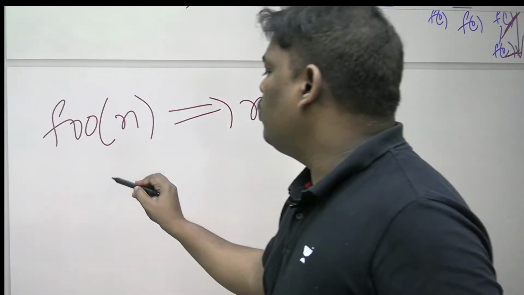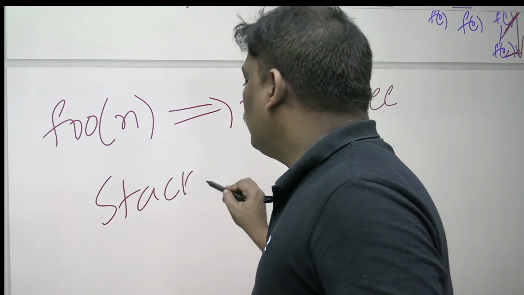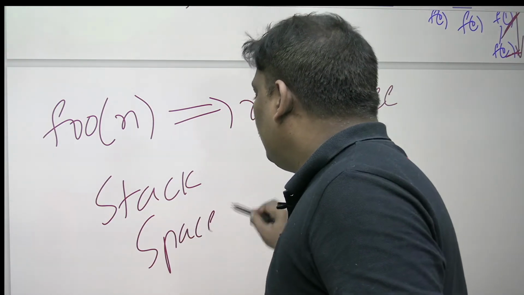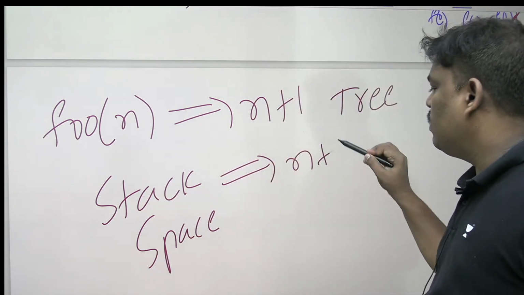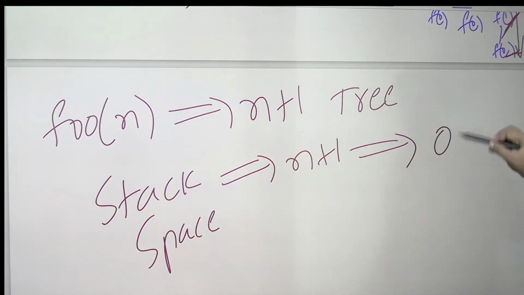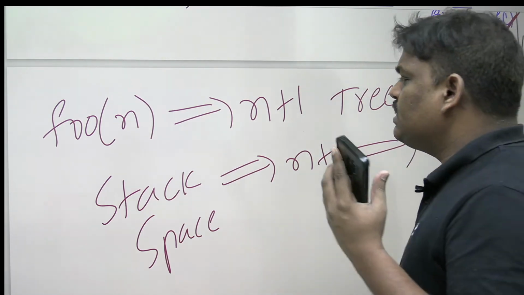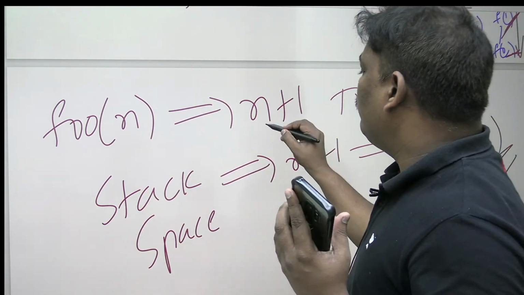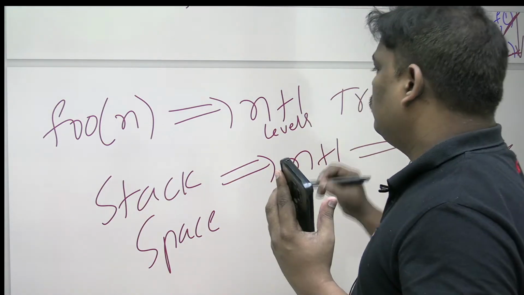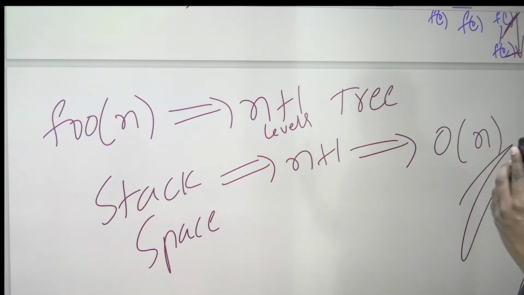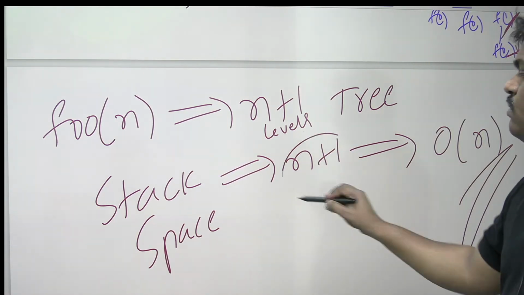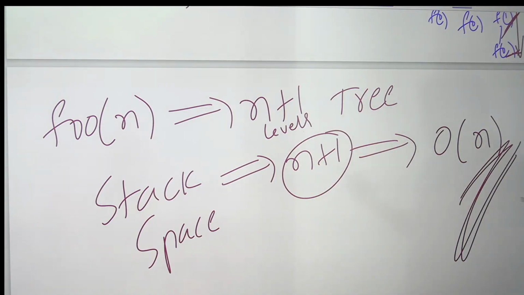So remember, recursive program stack space is nothing but the number of levels in the tree, n plus 1, which is big O of n. Foo of n will generate an n plus 1 levels tree. Stack space is nothing but the number of levels, which is big O of n.